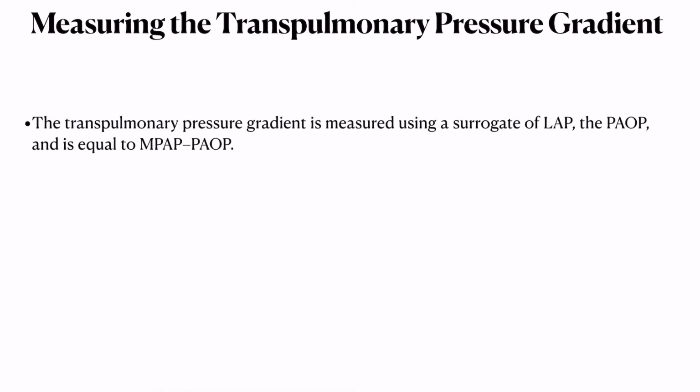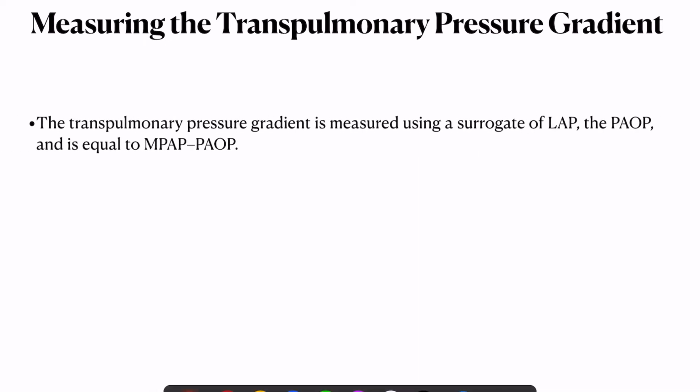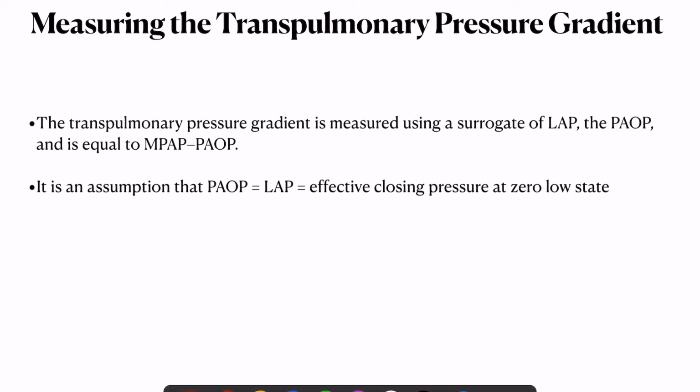Now, how to measure the transpulmonary pressure gradient? The transpulmonary pressure gradient is mean pulmonary pressure minus the left atrial pressure. However, the surrogate that we use is the pulmonary artery occlusion pressure. Now, it is an assumption that pulmonary artery occlusion pressure is equal to left atrial pressure and is equal to the effective closing pressure at zero flow states.